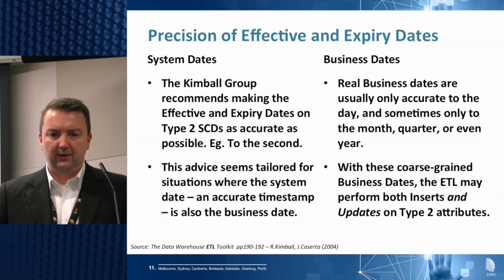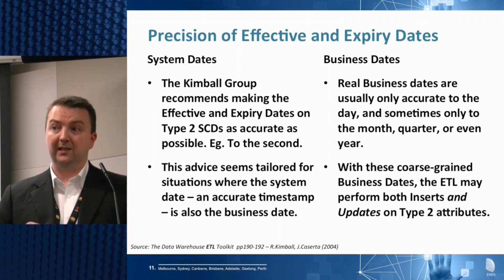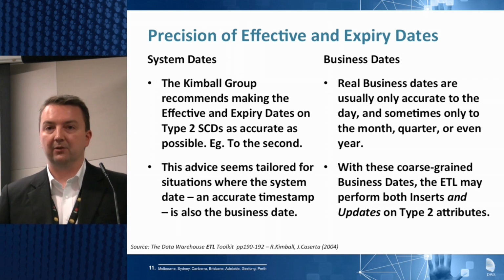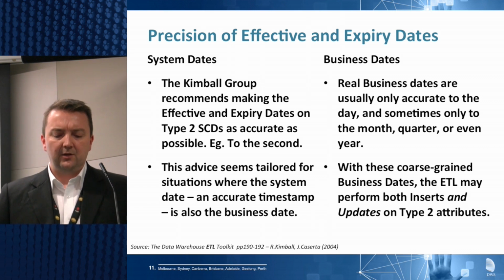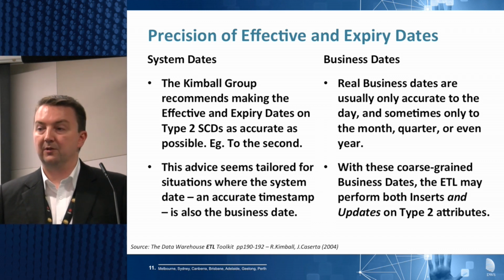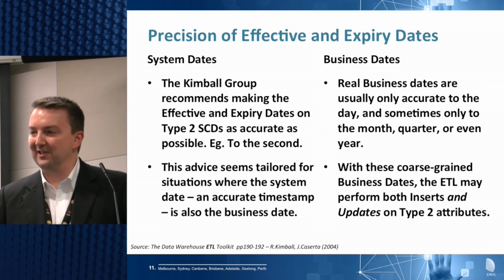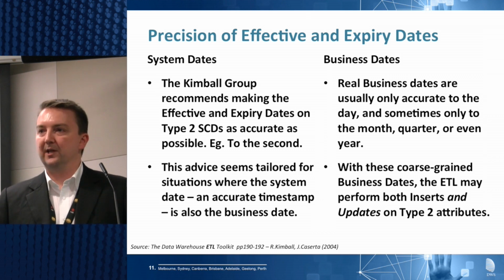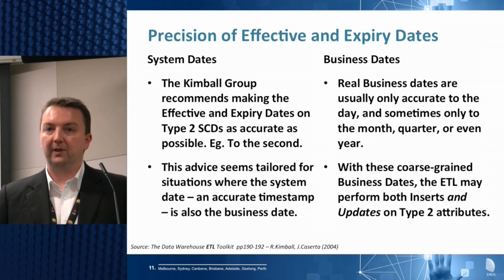But that advice doesn't seem to me to be tempered with the knowledge that we're also looking for business dates, because apart from the case where the system date is the business date, I've never seen a business date that's accurate to the second. At best, it's only ever accurate to the day. So sure, look to make your effective and expiry dates as accurate as they can be made, but don't start making up accuracy that doesn't exist. Always look for those business dates. They may not be as accurate as the system date and time, but if they exist, they're actually what we want.